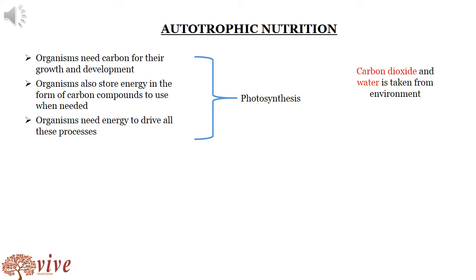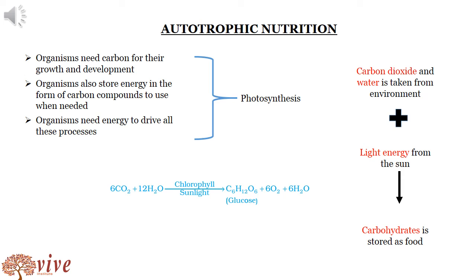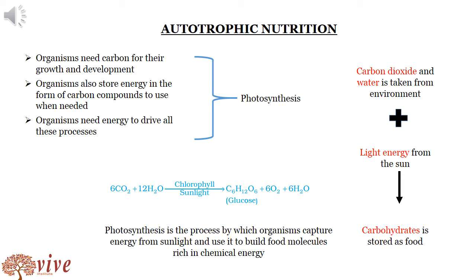In photosynthesis, carbon dioxide and water are taken from the environment and converted into carbohydrates by utilizing the light energy of the sun. These carbohydrates may be stored as a food reserve. Chemically, the process of photosynthesis can be written as 6 moles of carbon dioxide plus 12 molecules of water is converted into 1 molecule of glucose, 6 molecules of oxygen and water in the presence of sunlight. Photosynthesis is the process by which organisms capture energy from sunlight and use it to build food molecules rich in chemical energy.